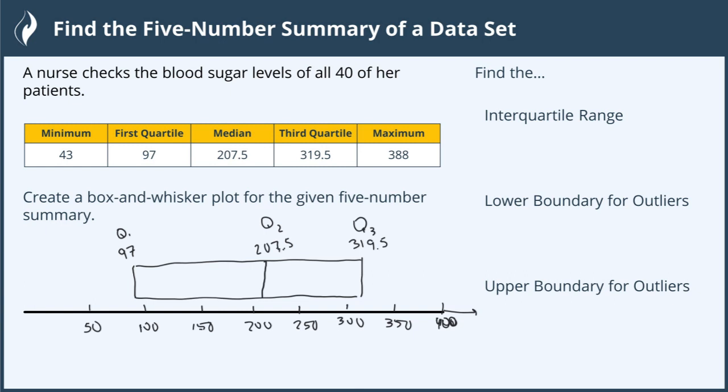My whiskers now, this is an ugly 7. My whiskers go from the end of the box here to the minimum, which is at 43, approximately here. I'm going to write the min, which is 43. This is the whisker on the left side. And then the whisker on the right side is going to go from the third quartile to the maximum at 388, which is like here. So this is my maximum, which is 388. So this is the approximate sketch of the box and whisker plot.